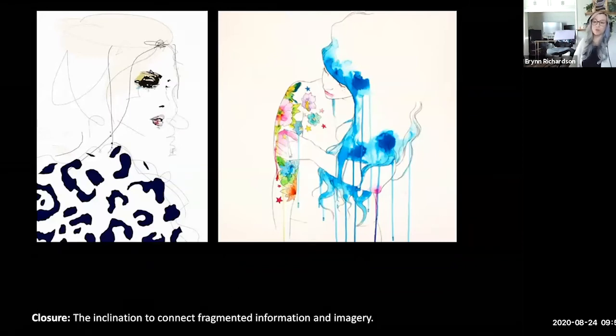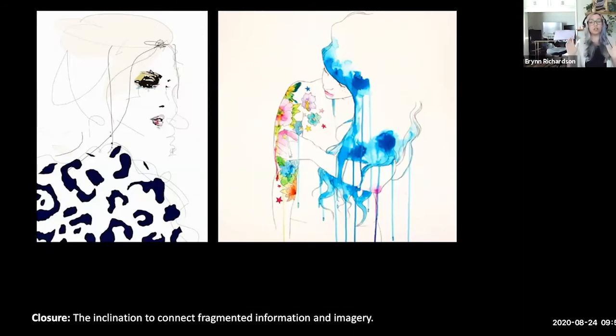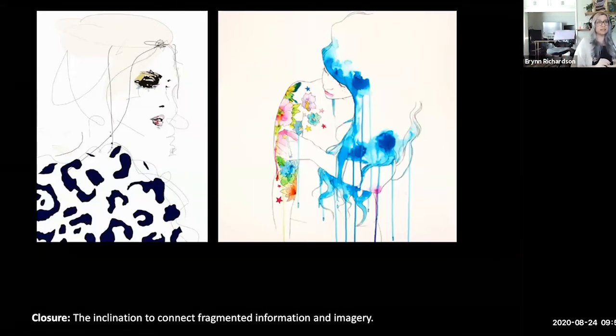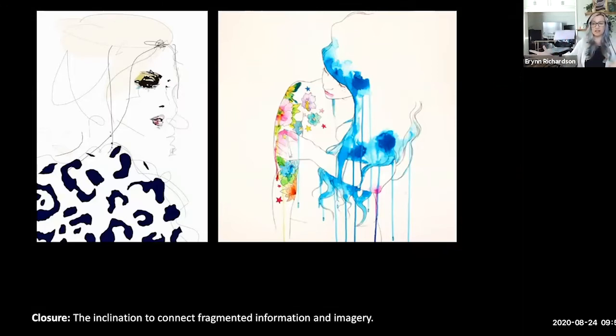All right, so I'm going to throw this word at you because it's what's happening when you connect an implied line. It's called closure. This has to do with line, but also with other concepts of design, but I'm just throwing it at you right now. Closure is when your brain connects fragmented imagery.